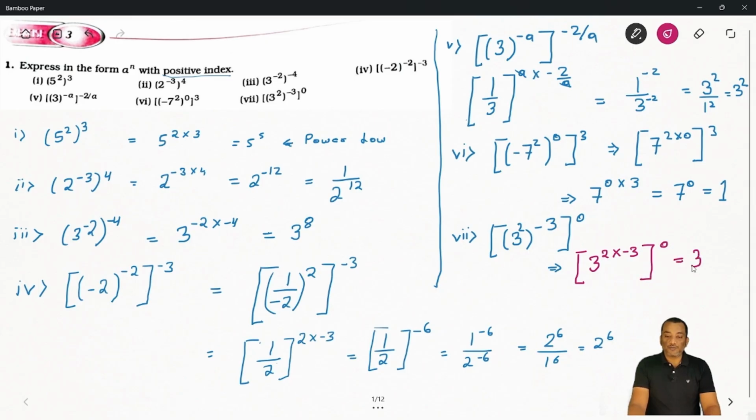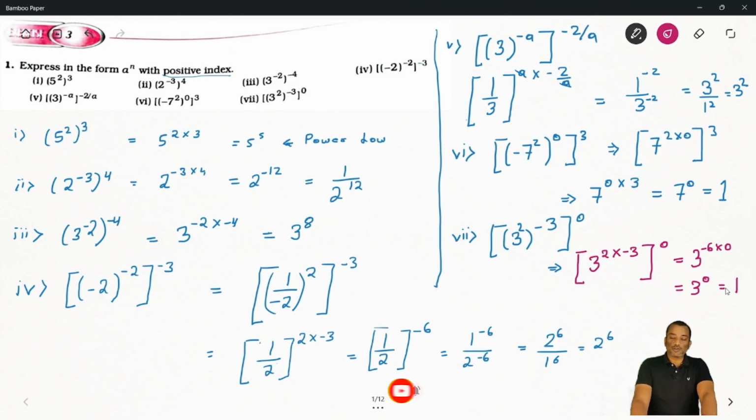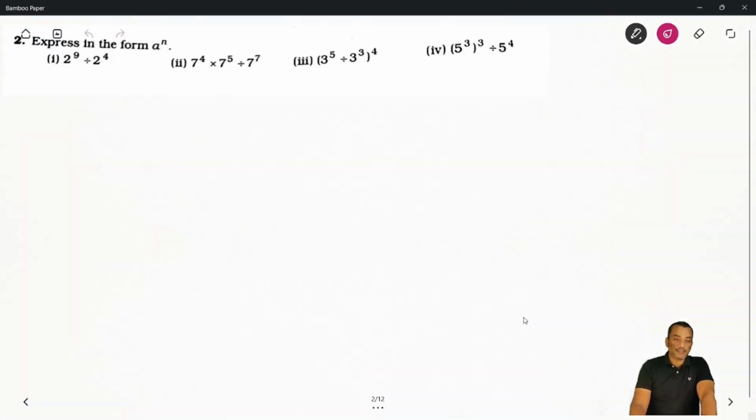So how much you will get this one? You will get 3 to power -6 times 0. So which means you will get what? 3 to power minus 6 will multiply with 0. So you will get 0, which means your answer is 1. Hope you have cleared this one, all these 7 questions. Now coming with the next question of this exercise.